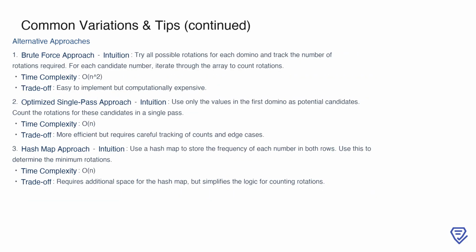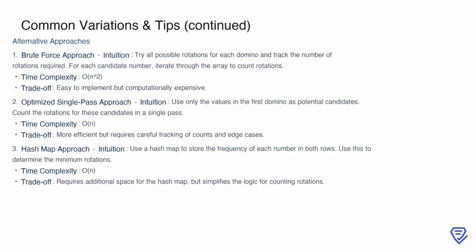When it comes to alternative approaches, the brute force method is the most intuitive place to start. This involves trying all possible rotations for each domino and calculating the total rotations required for every candidate number. While this is straightforward to implement, it's computationally expensive with a time complexity of O(n squared), making it impractical for larger inputs. A more efficient solution is the optimized single-pass approach.